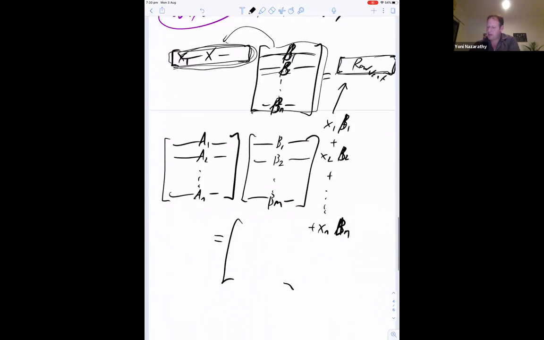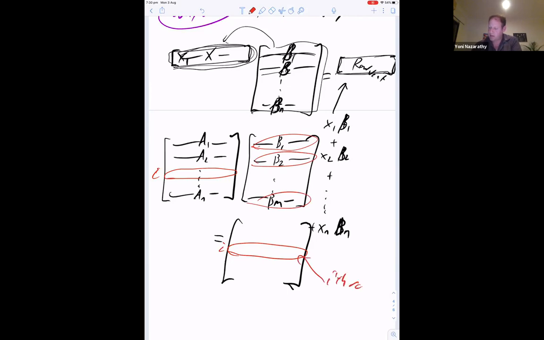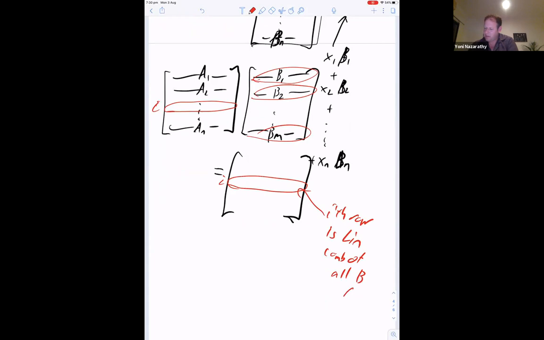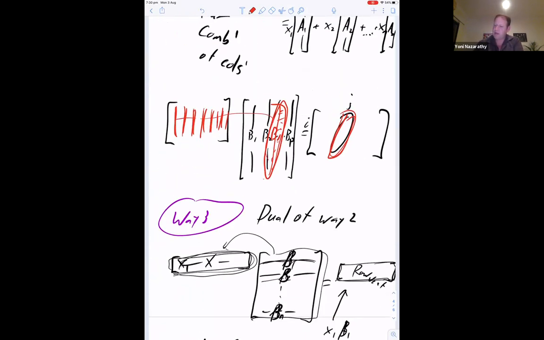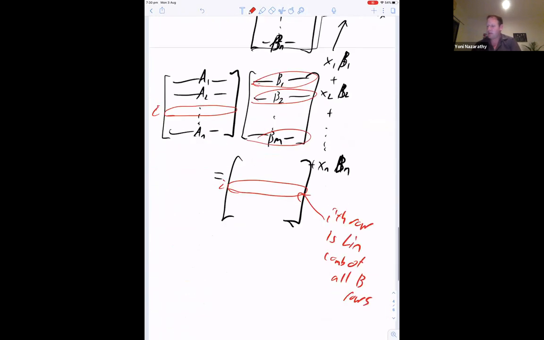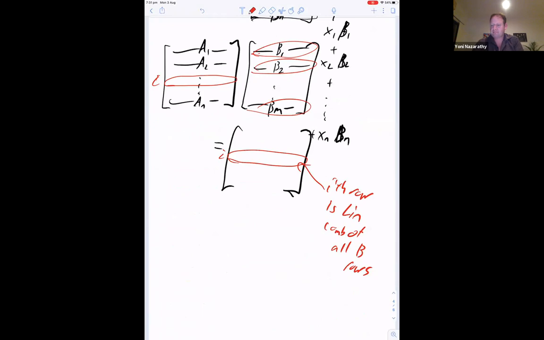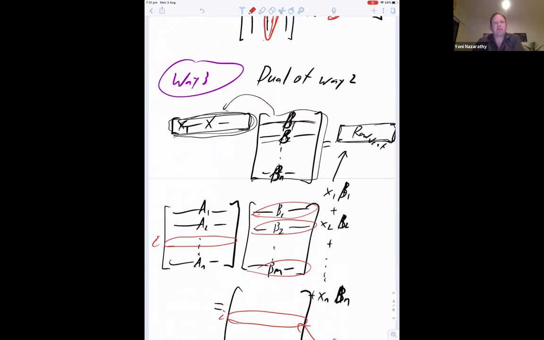So the matrix multiplication now says that the ith row of the result is going to take the ith row here and do a linear combination of all of these rows. So the ith row is a linear combination of all the B rows. Before, when we multiplied from the right, the jth column was a linear combination of all the A's columns. Now the ith row is a linear combination of all the rows. So that's way three. I'm going through these a bit fast, but you need to explore them.